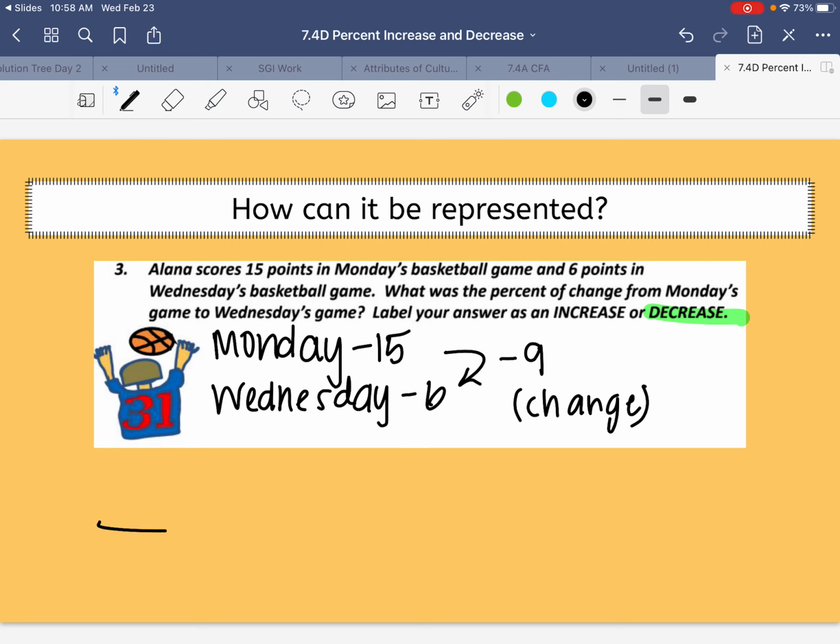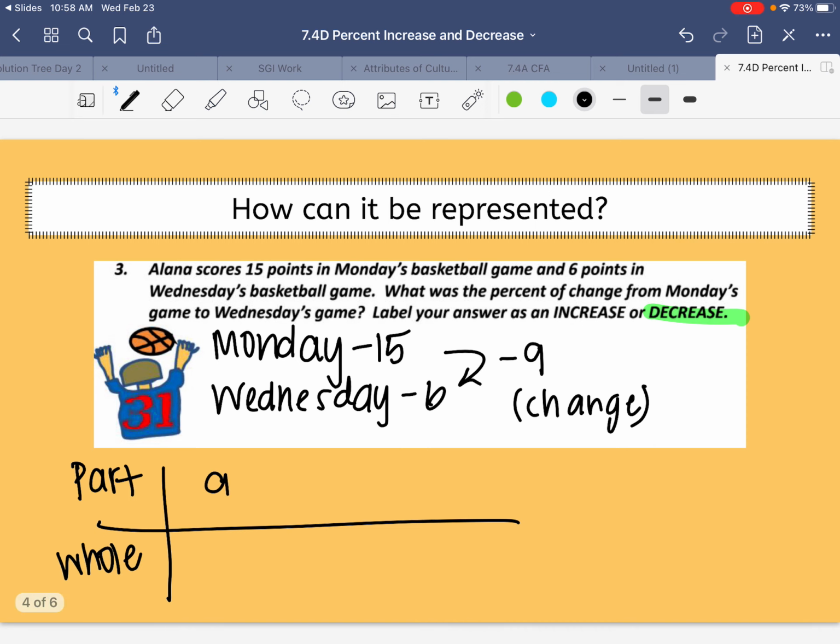So I'm going to create a ratio table that still shows my part out of my whole. My part, which is that change, was the decrease of 9 out of the whole, or the original, which was 15. And I want to find what percent that change was. So I want to know what percent out of 100 that was.